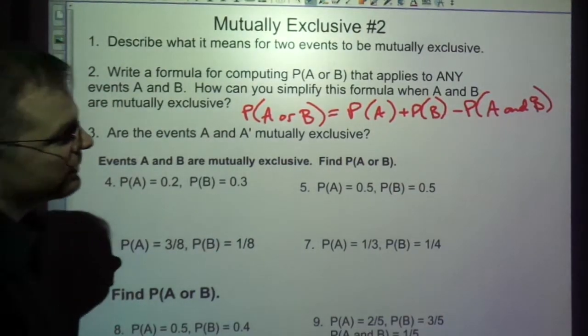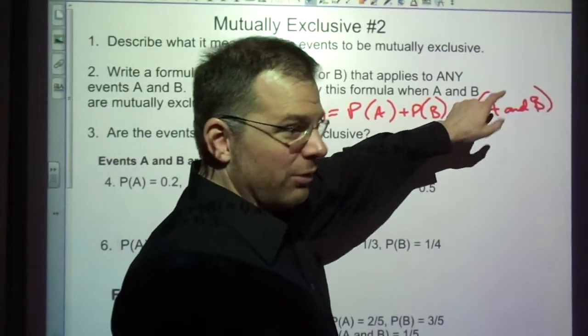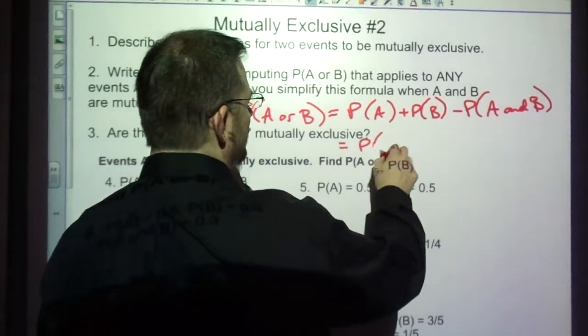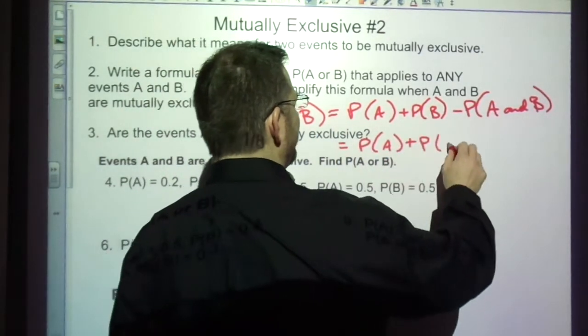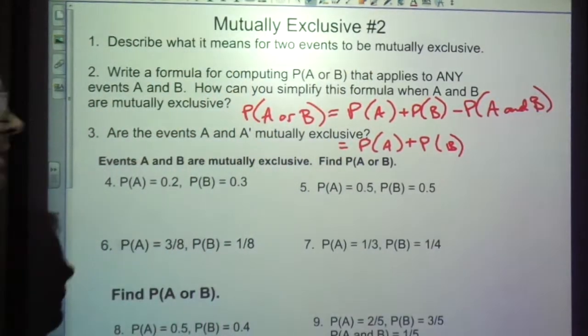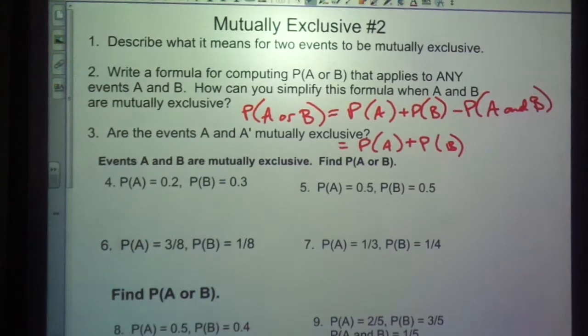If they are mutually exclusive, then this is going to be 0 and we won't really need to worry about it. So if they are mutually exclusive, this just becomes this. Here's your little simplified, because this is all 0. There's no overlap, it's 0.